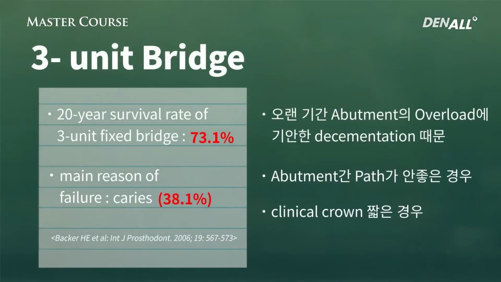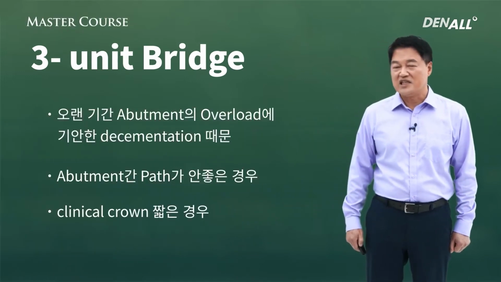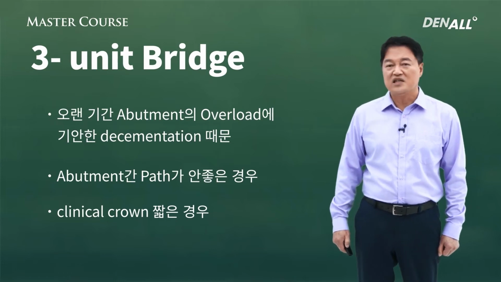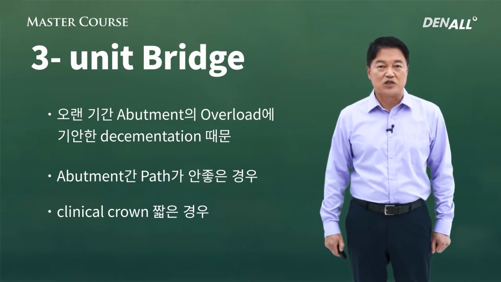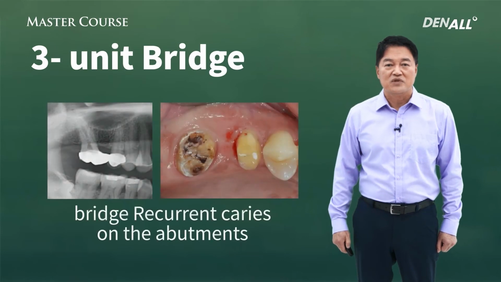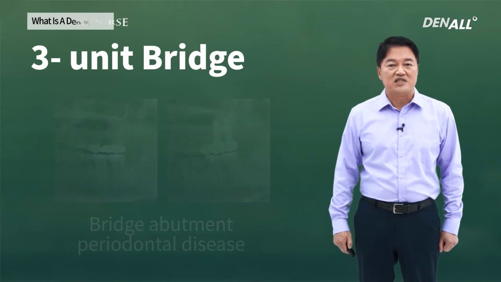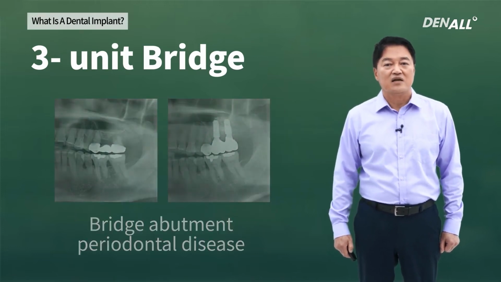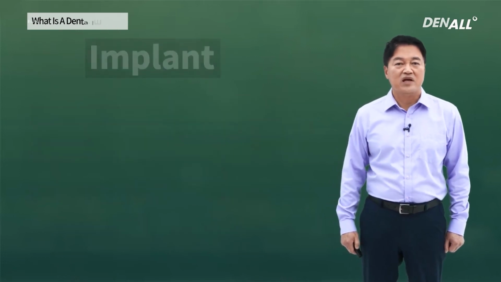According to literature, the 20-year survival rate of a 3-unit bridge is 73%, and the main reason for failure is caries. And this is due to decementation caused by long-term overload on the abutment. Such situations can occur more frequently if the path is bad among abutments and if the clinical crown is short. As shown, in a 3-unit bridge, caries can occur on the abutment, as well as periodontal disease or abutment fracture. Such situations can occur frequently.